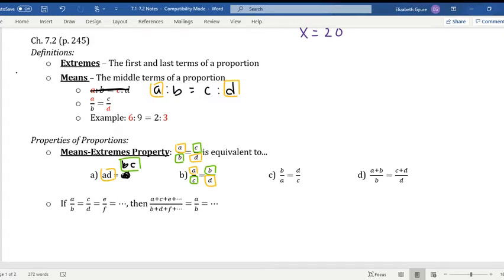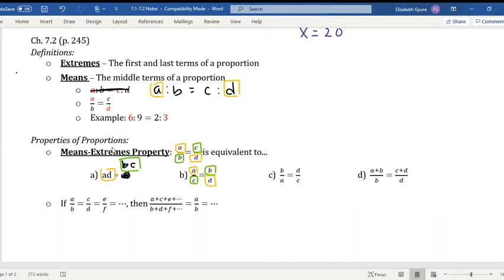You can also switch your order around, where B to A equals B to C. Those would still be equivalent. And then you can also do this where you take A plus B over B equals C plus D over D. And again, those would still be equivalent. So there's just a lot of different ways to write it where you would still end up with an equivalent proportion.